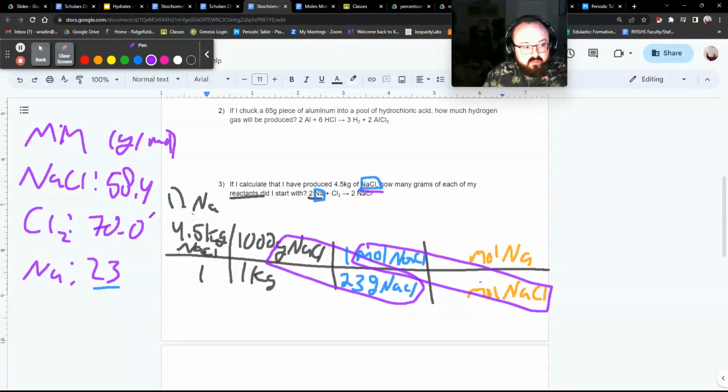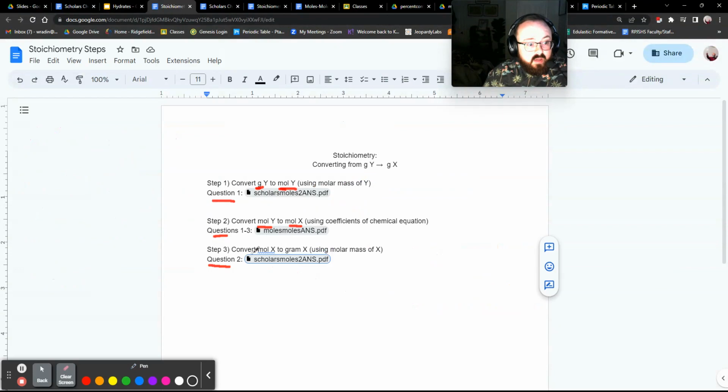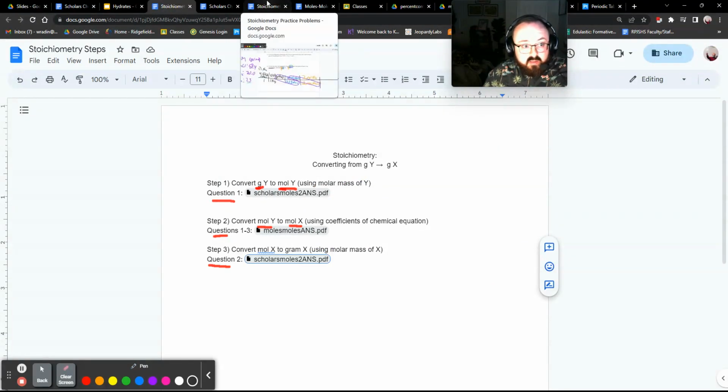There's my units again. Now what numbers go here? Coefficients, which are both 2. Alright, let's move on. Now my unit is moles of Na. I have moles of Na. I want grams of Na, using the molar mass.